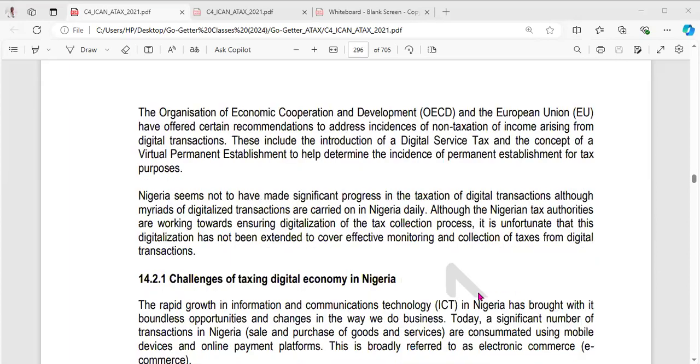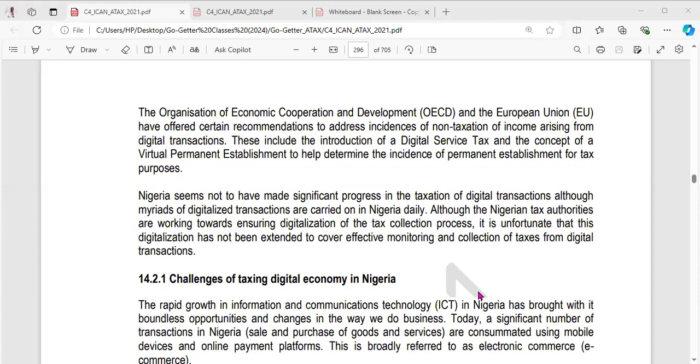The Organization of Economic Cooperation and Development, also called OECD, and the European Union, EU, have offered certain recommendations to address incidences of non-taxation of income arising from digital transactions. These include the introduction of digital service tax. So, digital service tax is an introduction that when there is a digital service, you need to be taxed for that service. Then there is the concept of virtual permanent establishment to help determine the incidence of permanent establishment for tax purposes. So you may not have a physical permanent establishment, but you may have a virtual permanent establishment.